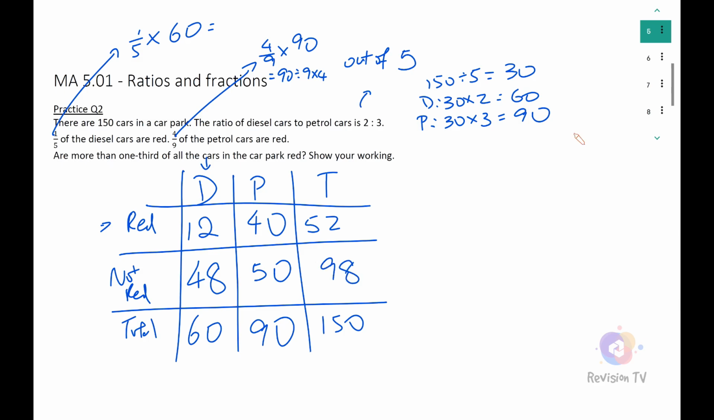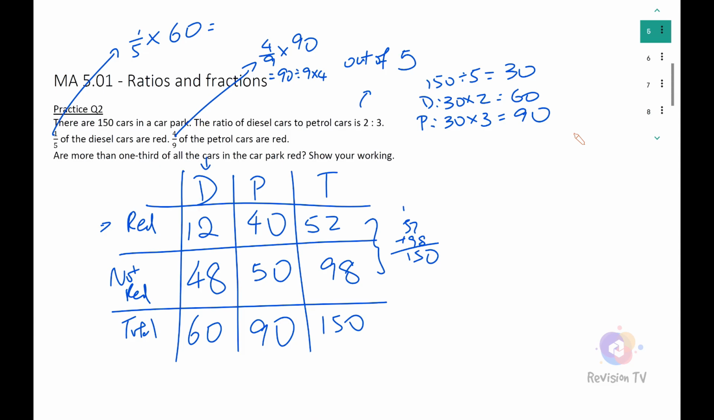To double check your answer, add up these two numbers, 52 plus 98. 2 plus 8 is 10. 5 plus 9 is 14, plus 1 is 15. So it works. That means this two-way table is correct. Then we can finally look at the question. Are more than 1/3 of all cars in the car park red? So which number in this two-way table are they looking at?